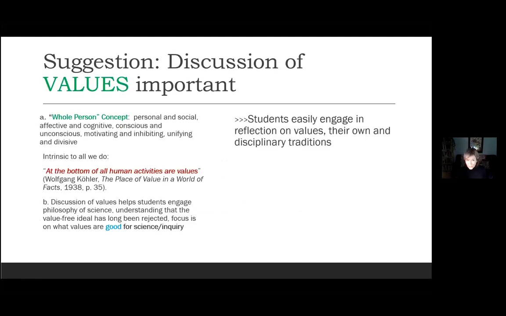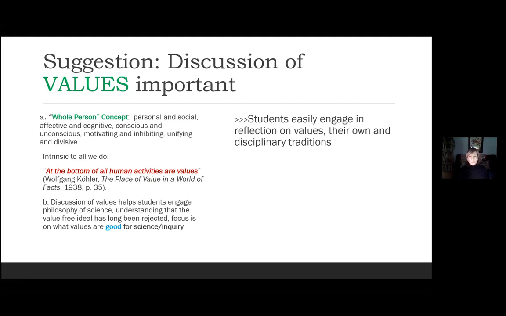And for me, discussion of values is a whole person kind of approach. I think values are a whole person concept. They're personal and social, they're emotional and cognitive, unconscious and conscious, motivating, inhibiting, unifying, and divisive. As Wolfgang Köhler said in The Place of Value in a World of Fact, they are intrinsic to all we do. At the bottom of all human activities are values.